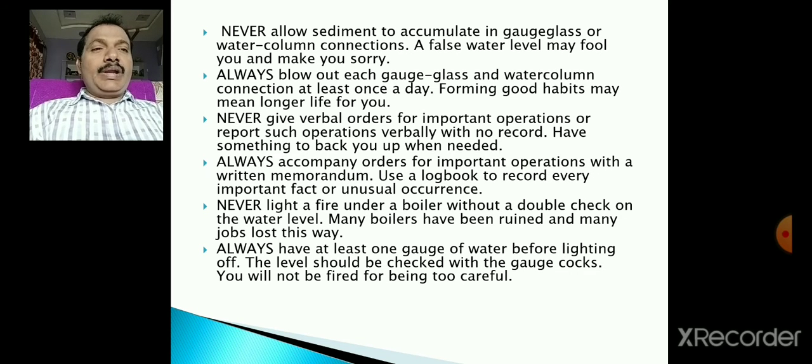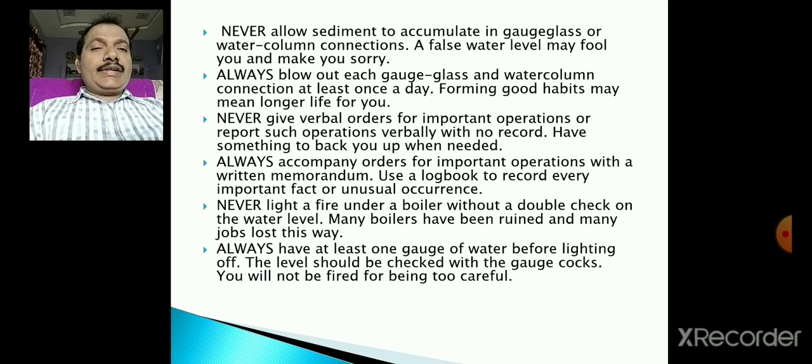Never allow sediment to accumulate in gauge glass or water column connections. A false water level may fool you and make you sorry. Always blow out each gauge glass and water column connection at least once a day. Forming good habits may mean longer life for you. Never give verbal orders for important operations or report such operations verbally with no record. Have something to back you up when needed. Without proper information, without knowing things properly, you can't go ahead. Always accompany orders for important operations with a written memorandum. Use a logbook, and record every important fact or unusual occurrence on your site.